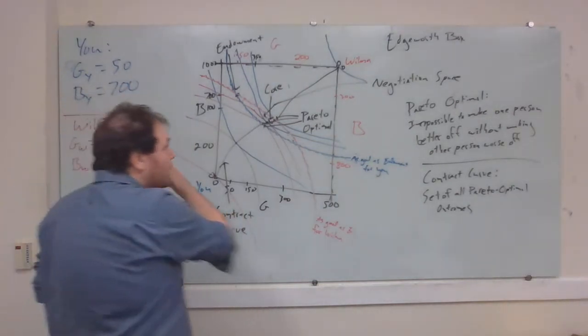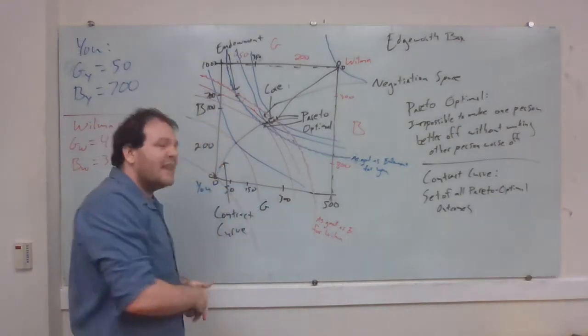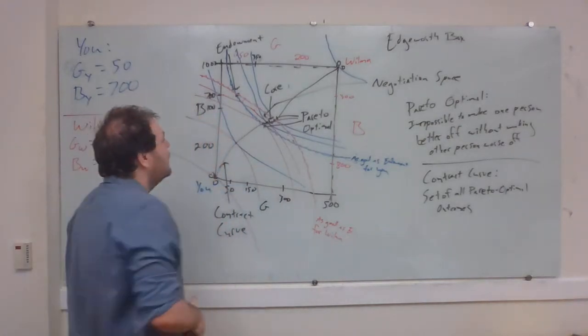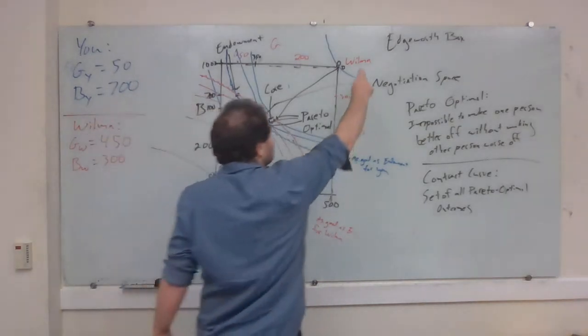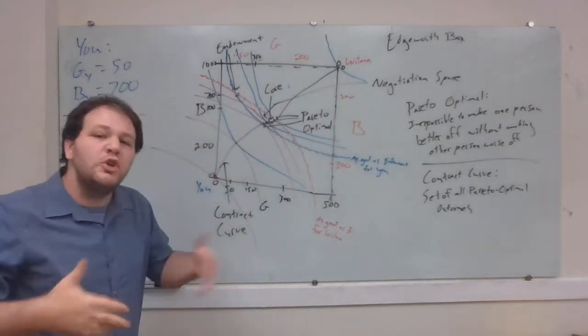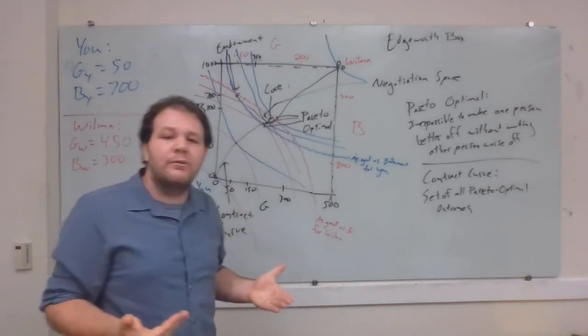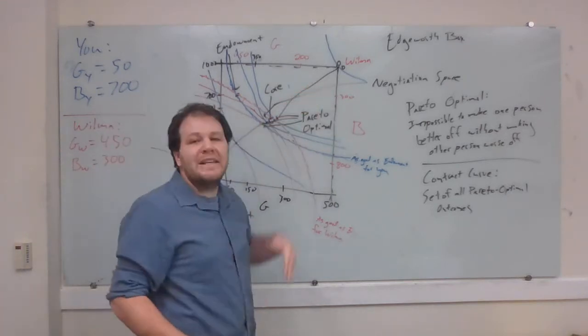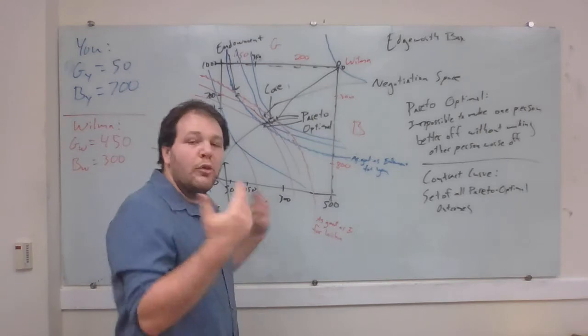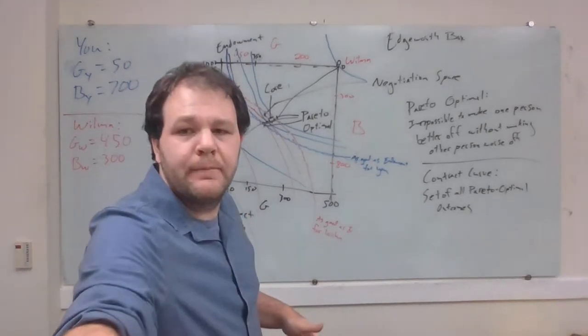So this is our starting point. This is our theoretical beginning. The next thing I want to do is to talk a little bit about, well, if we knew something about your preferences and knew something about Wilma's preferences, if we weren't just drawing pictures here, how would we manage to calculate this contract curve? How could we find all of the possibilities where there's no way to make both you and Wilma better off?